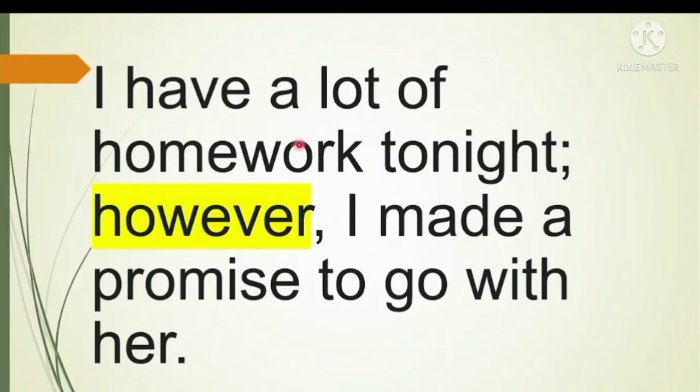I have a lot of homework tonight. However, I made a promise to go with her. However is used to combine two sentences and show their contrast or opposition. For example, I have a lot of homework, but I made a promise. So, because I made a promise, even if I have a lot of homework, I will still go out with her.